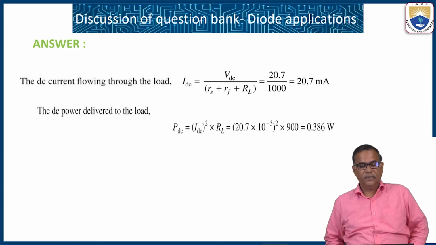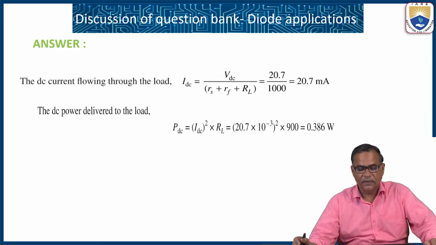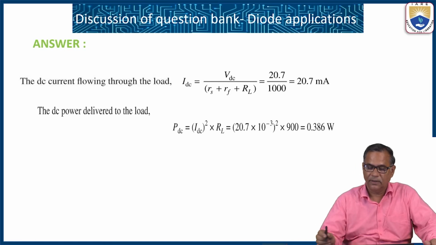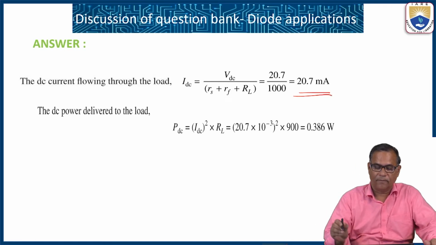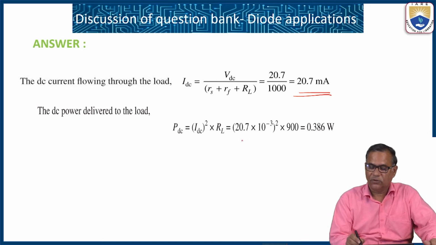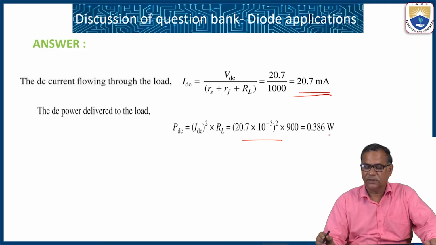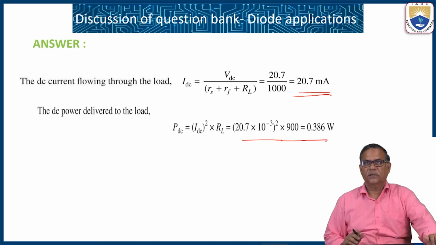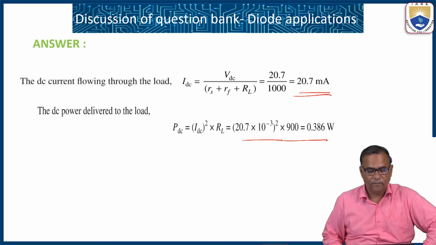Next, the DC current flowing through the load is given by IDC equal to VDC by RS plus RF plus RL. So that is equal to 20.7 divided by 1000, which is 20.7 milliamperes. And the DC power delivered to the load is equal to IDC square into RL. So that is equal to 20.7 into 10 power minus 3, the whole square, into 900, which is 0.386 watts. So this is the solution for this problem.